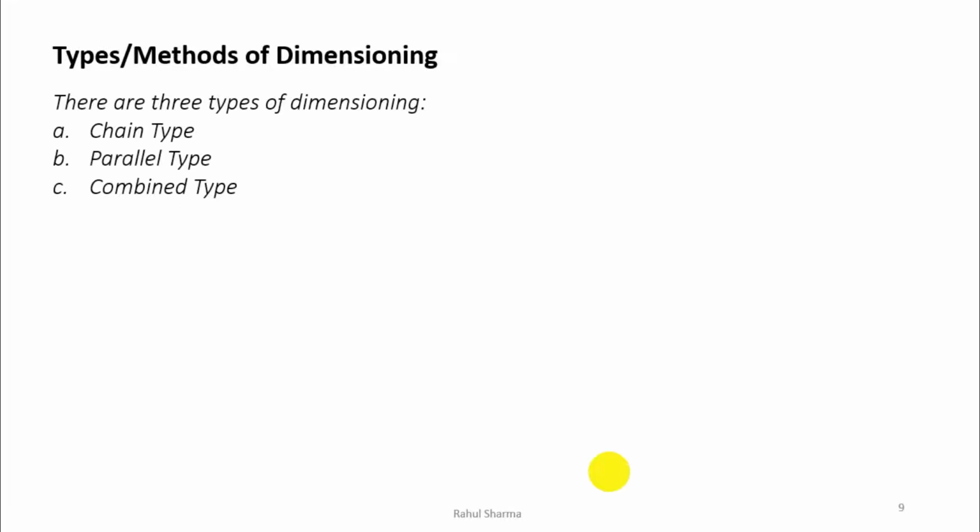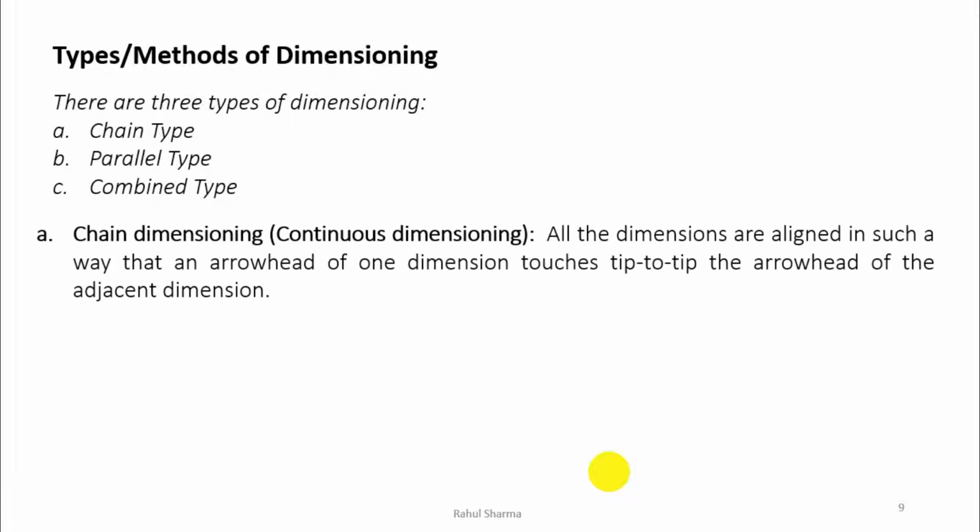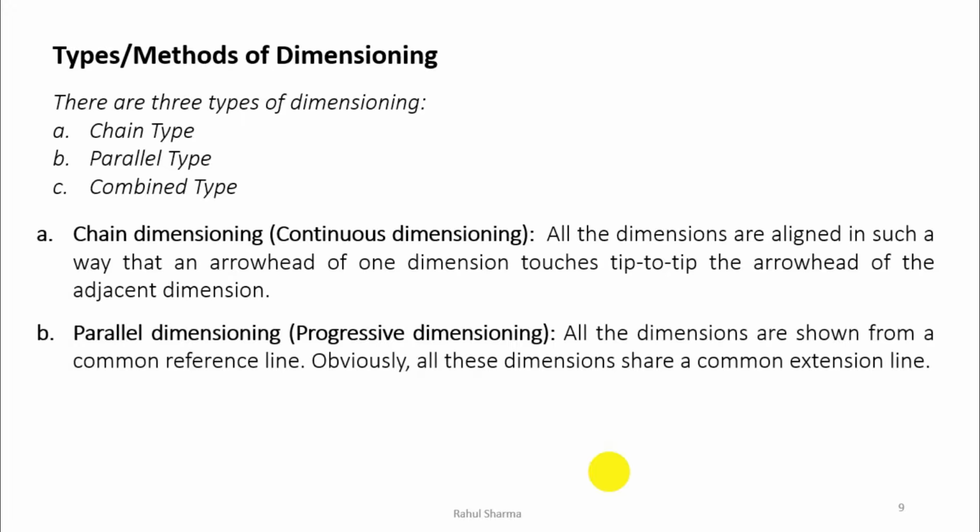The next topic is types or methods of dimensioning. Now there are three types of dimensioning. First is chain, then parallel, and combined. Now chain means a continuous series of something. When we use the chain type of dimensioning, we draw a continuous series of dimension lines. I will show you with an example.